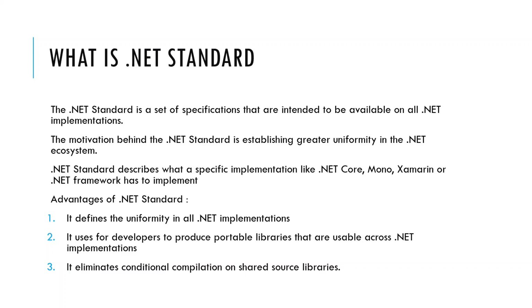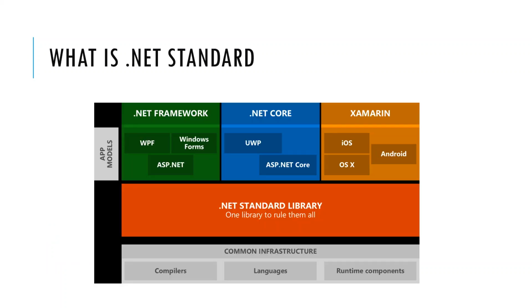The advantages of .NET Standard: it defines the uniformity in all .NET implementations. It is used by developers to produce portable libraries that are usable across .NET implementations. It eliminates conditional compilation every time on shared source libraries. So this is the pictorial representation of .NET Standard, and on top of .NET Standard, how the .NET Framework, .NET Core and Xamarin sit.